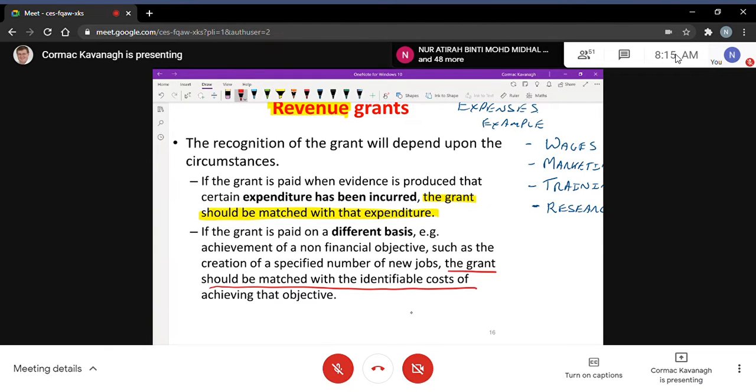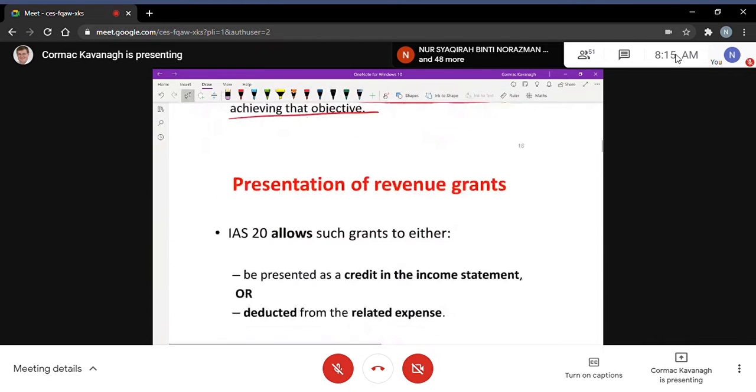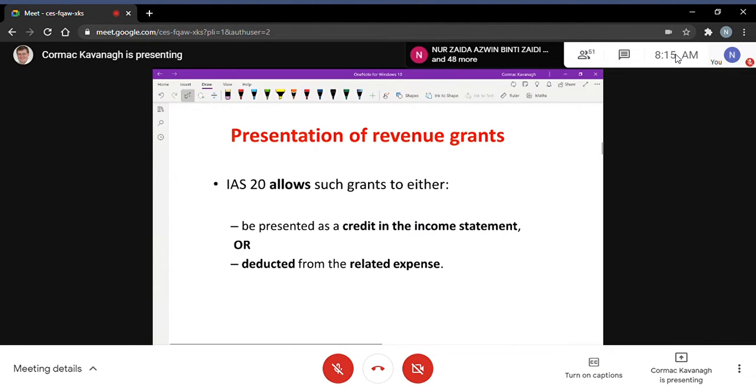So, principle of matching. As always, you match costs and related revenue. So the expense is incurred this year. The grant is going to come in next year. We're going to offset those two against one another. Now, this is unusual. So there are two approaches allowed. A general presentation of revenue grants. There is a general principle in financial reporting.